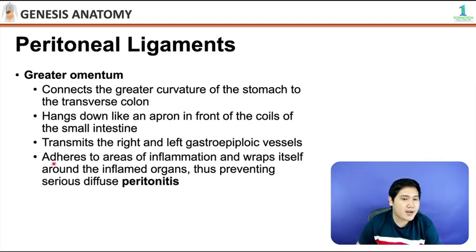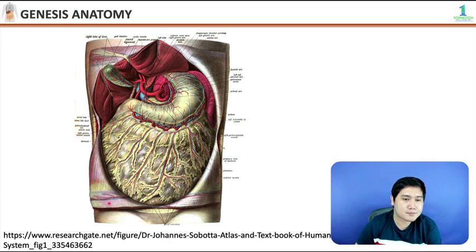One unique function: it acts like an abdominal police, because it adheres to the areas of inflammation, thereby limiting the spread of infection or inflammation. So it prevents serious diffuse peritonitis.